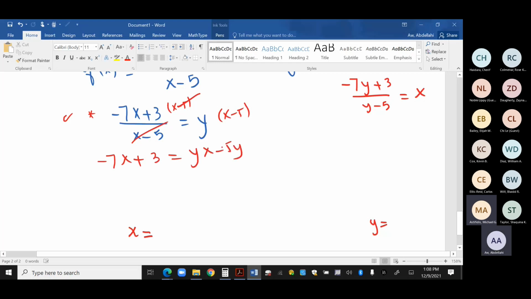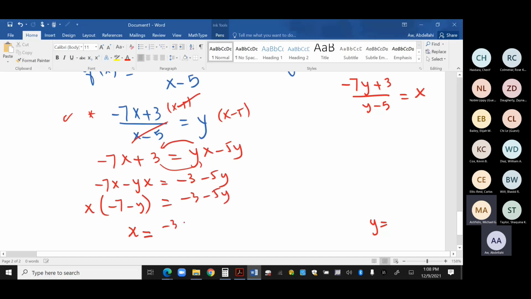And then we try to get all the x on one side. We move this one over here, this one over here, and get -7x minus yx equal to -3 minus 5y, right? And then comes a step where you have to factor: x times (-7 minus y) equals -3 minus 5y. And then we divide, and we get x equal to -3 minus 5y over -7 minus y. So now to write my answer, I say f minus 1 of x, now I do the switch, equals -3 minus 5x over -7 minus x. Okay?